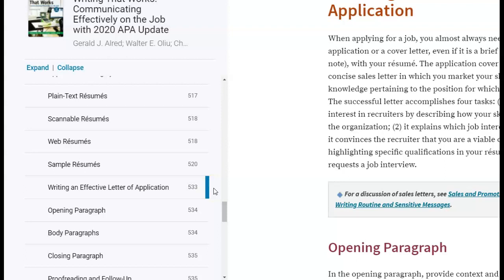So let's talk about the cover letter. That is covered in the Writing an Effective Letter of Application section of the Writing That Works textbook. And we'll be taking a look at that briefly. First, let's take a look at how these letters are formatted.